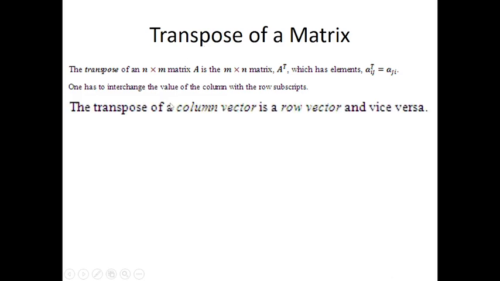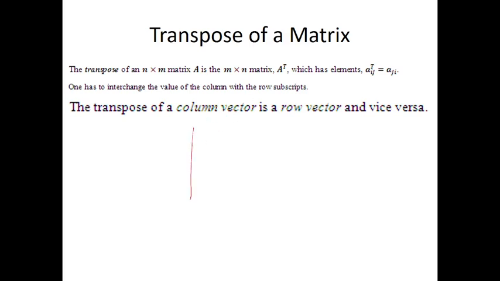So the transpose of a column vector is a row vector and vice versa. Okay? So in this case, one has to interchange the value of the column and the row subscripts. So for this, Aij when transposed equals Aji. So pagbabalik ta rin lang pag na-transpose. So the transpose of a column vector is a row vector and vice versa.